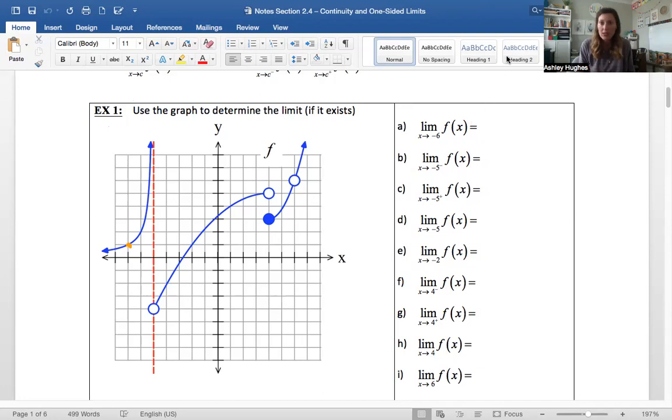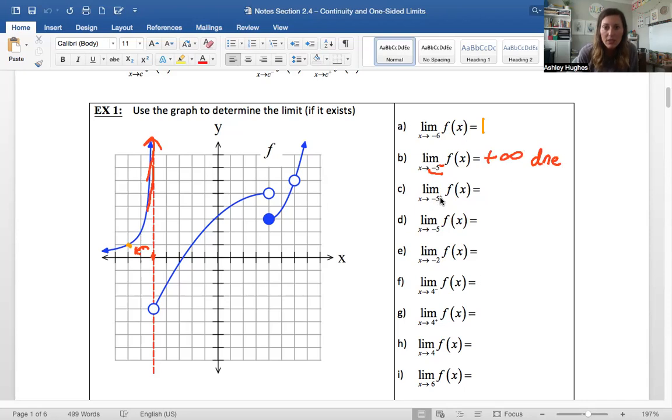So that is 1. The next one says -5, but it has that little minus thing up here as a superscript. That means -5. So 1, 2, 3, 4, 5. Here's -5. But from the left means get on the left side of -5. Find the function and follow where it's going. And it's going up, up, up, up. So it's going to positive infinity. Or you could say does not exist, because it's increasing without bound.